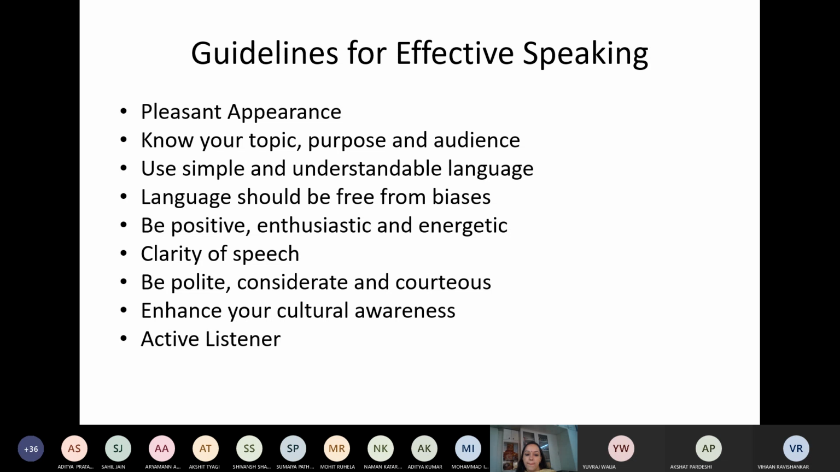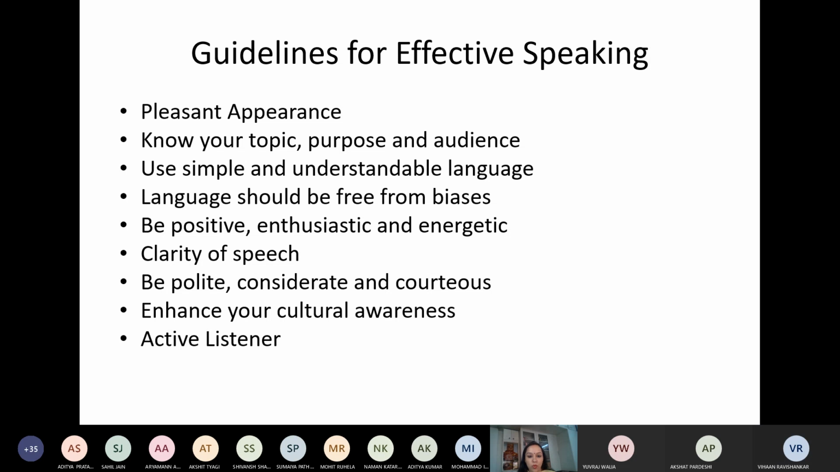Yes, Vihan? Ma'am, it's to get your point across when your presentation is on a certain topic, it's to give as much information as possible on that topic without showing any bias towards one side of it. Yes, very true, very true.